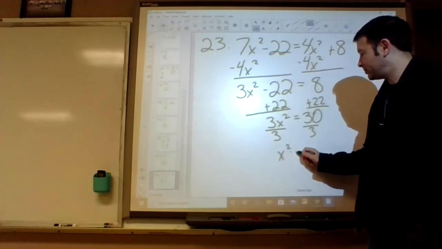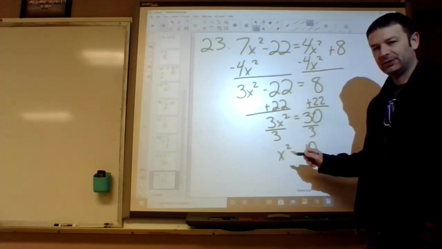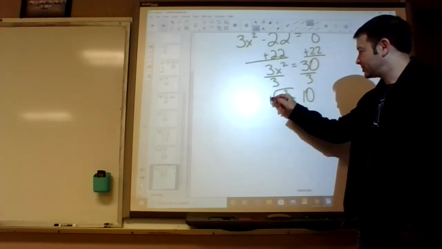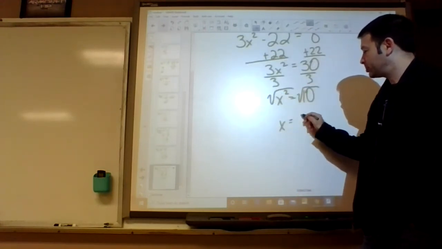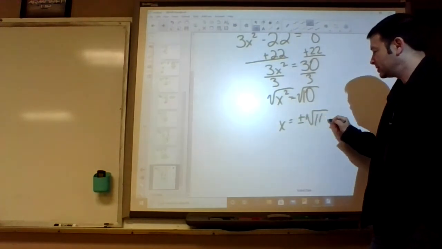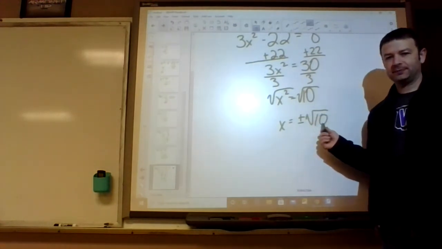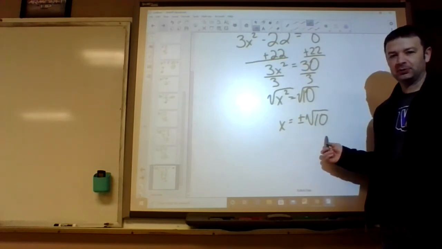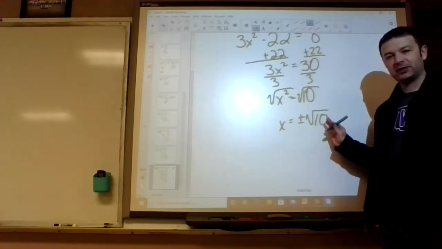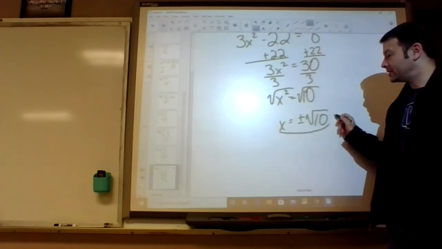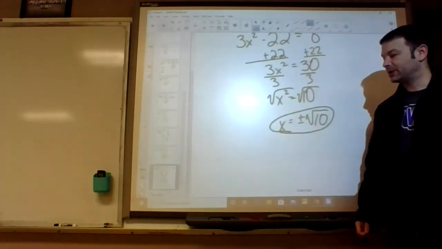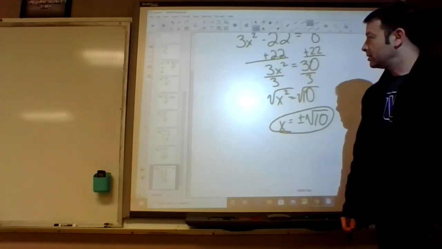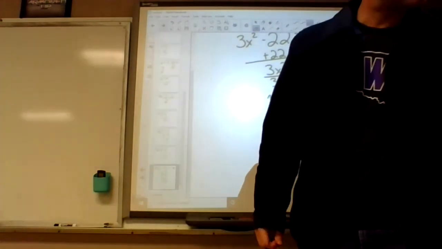X squared equals 10. Take the square root of both sides. X is plus or minus square root of 10. Does the square root of 10 simplify? Well, 10 is 5 times 2. Those are both prime, so no. There's no doubles inside of 10, so it does not simplify. That would be the answer. Alright. Got one more?